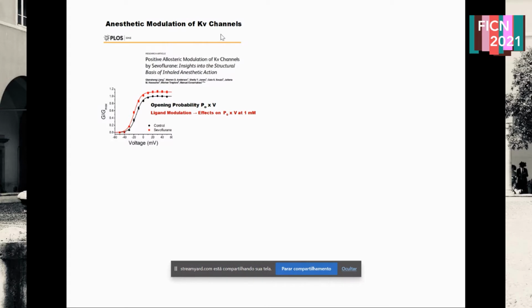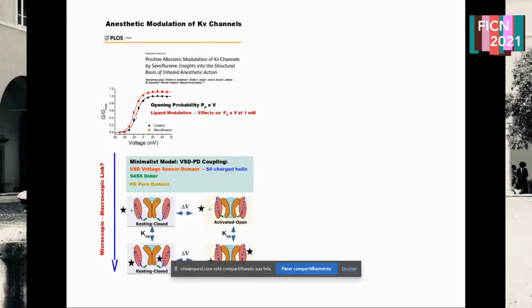Kv1.2 is largely expressed in the brain, and sevoflurane is commonly used in hospitals. And over recent years, Covarrubias and co-workers showed that at 1 millimolar concentration, sevoflurane changed the open probability of the channel in HEK cells. So what we would like to do from here is to investigate that macroscopic shift in terms of this minimalistic molecular thermodynamic cycle, where sevoflurane is expected to bind the resting closed and activate the open conformation of the channel.